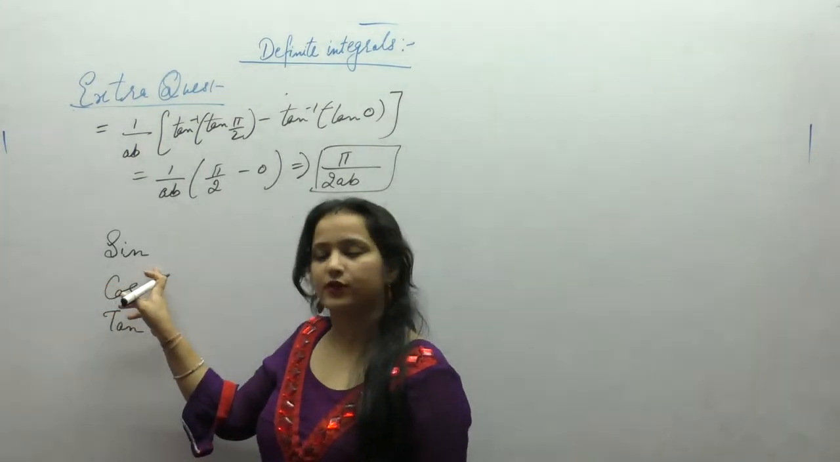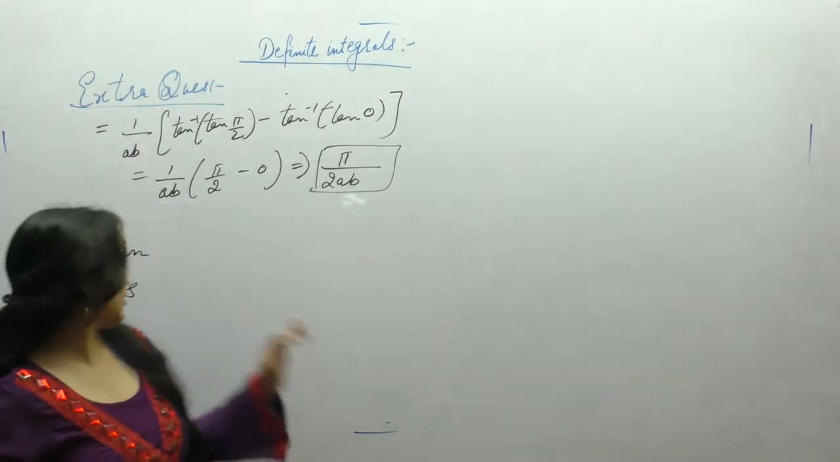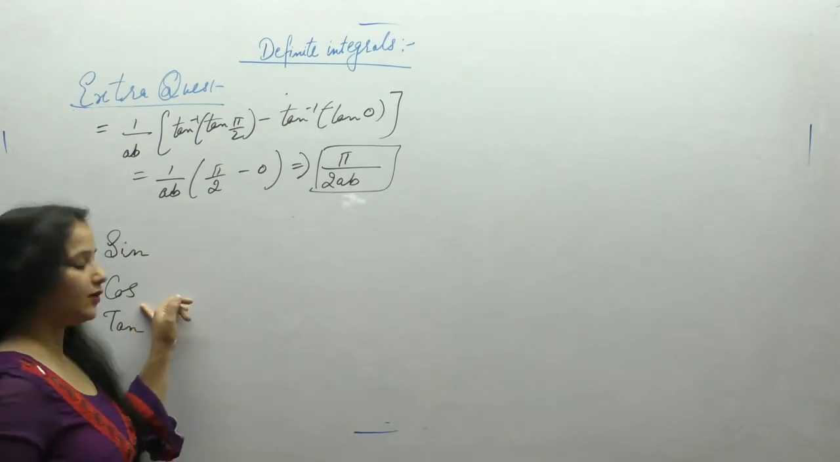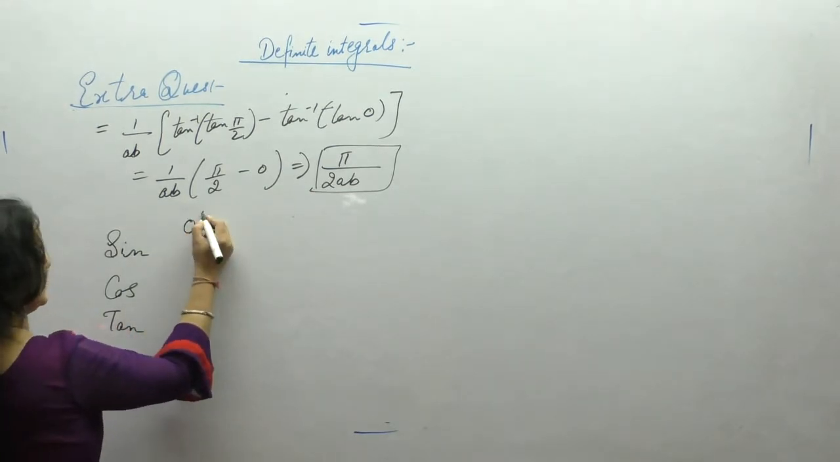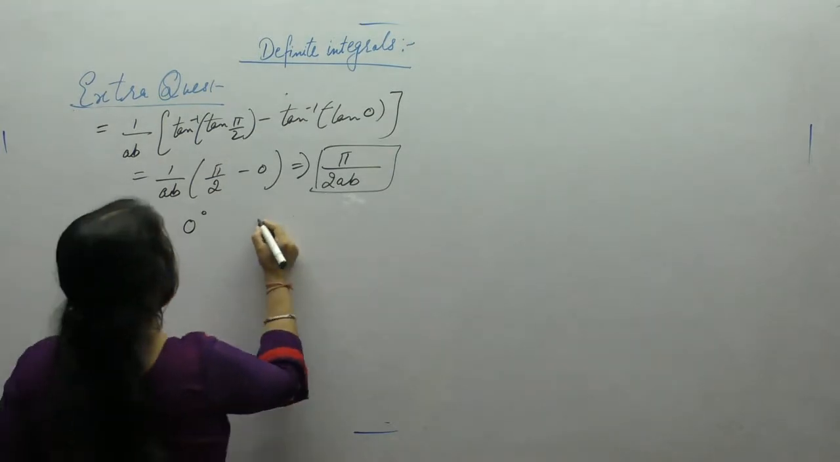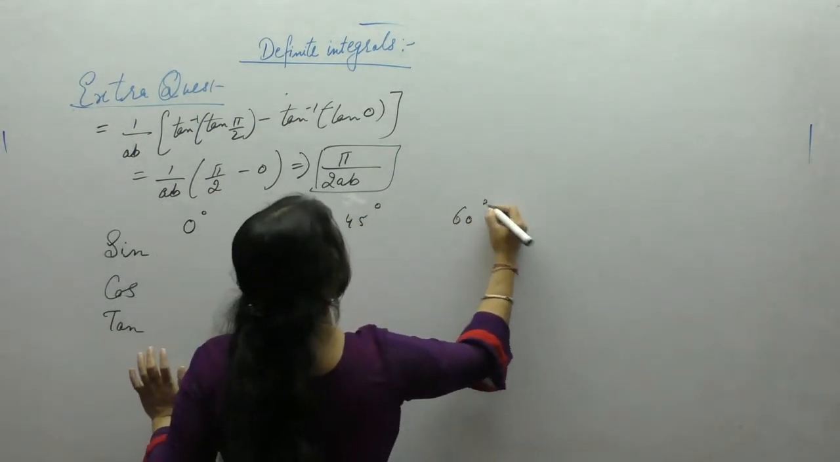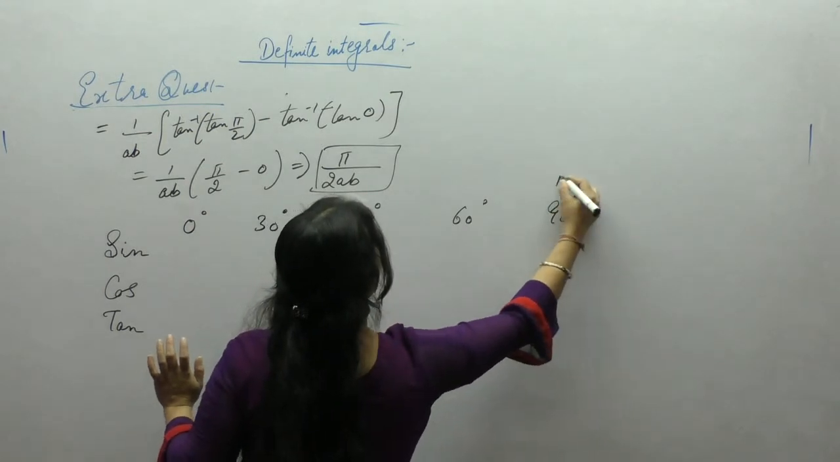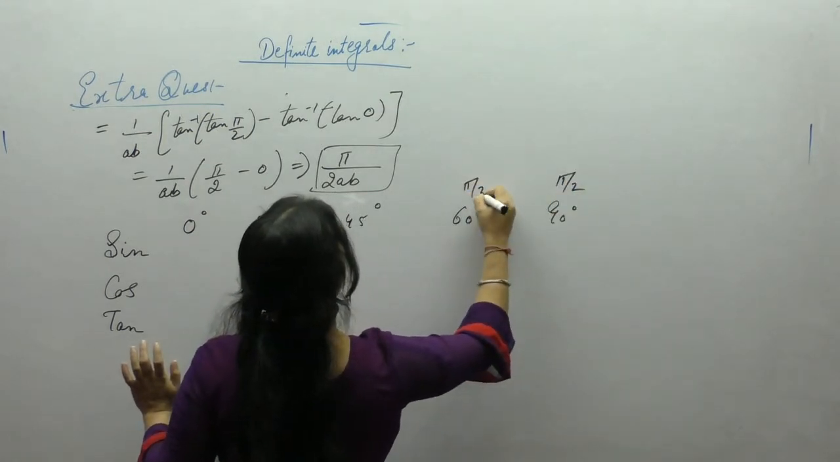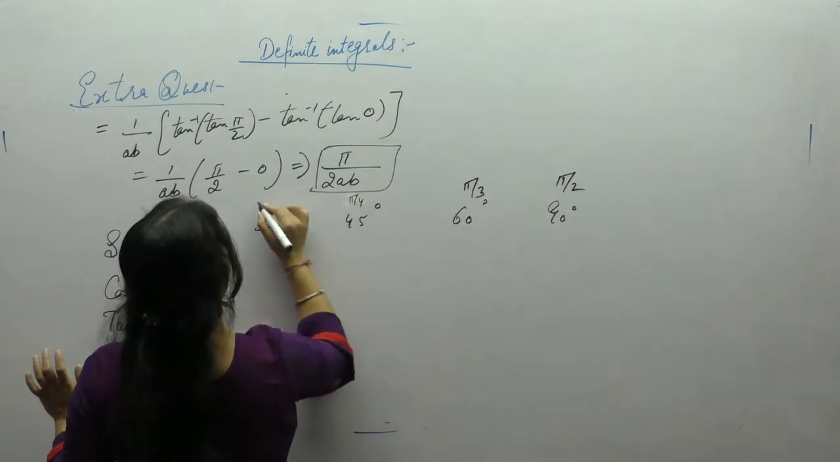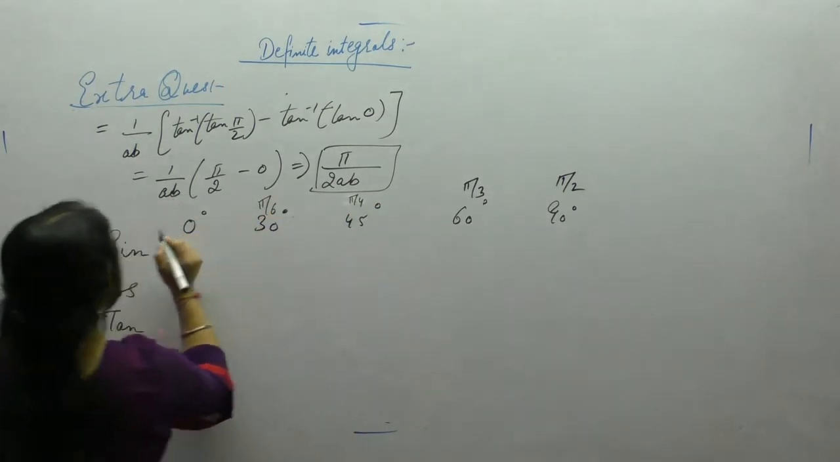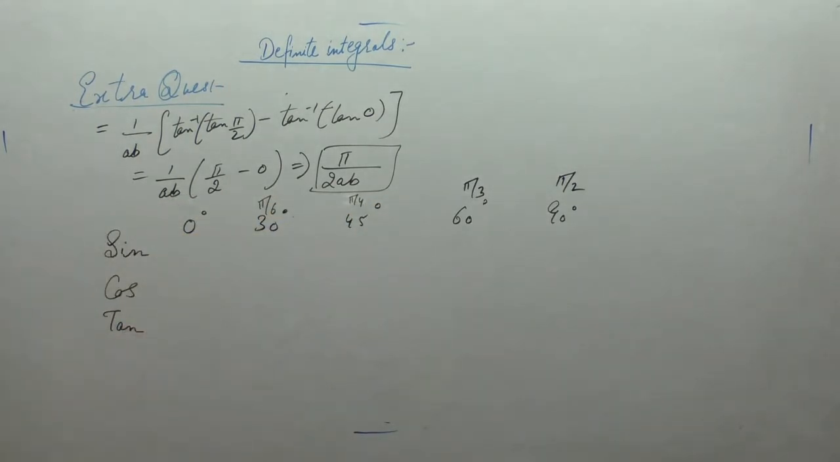Cosec is reverse of sin, reciprocal of sin. Sec is reciprocal of cos and cot is reciprocal of tan. 0 degree, 30, 45, 60 and 90. Pi by 2, pi by 3, pi by 4, pi by 6 and 0.